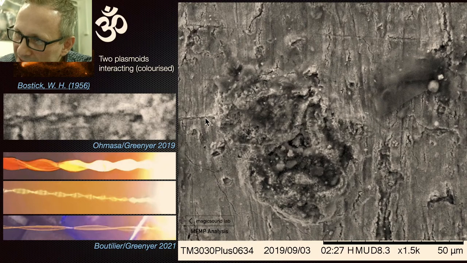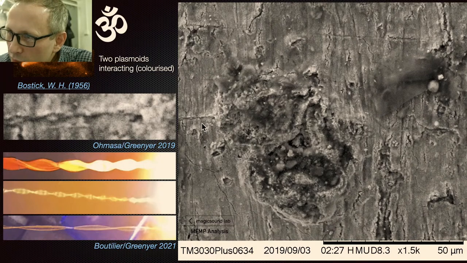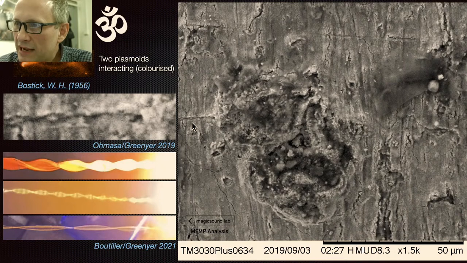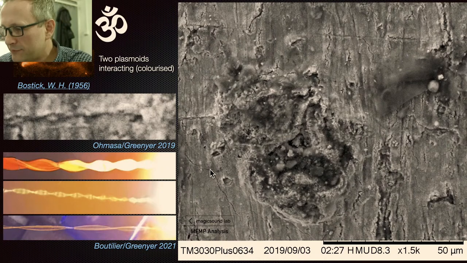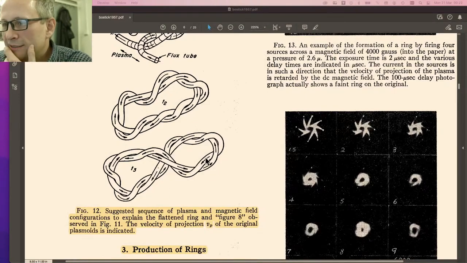And I believe that it's cutting through here, and I bear this concept in mind, because the binding energy of what came through here is higher than the matter it's traveling through. So it does weird stuff to matter. It just eats it for breakfast. Okay, let's go back to Bostick.